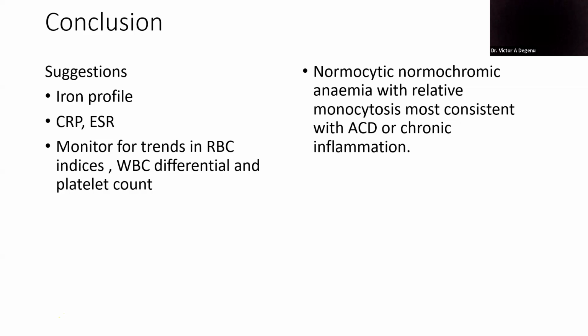So you may suggest, because this one is anemia of chronic disease or chronic inflammation, that you go about suggesting iron profile, CRP, ESR, and we monitor trends in RBC indices, WBC differentials, and platelet count.